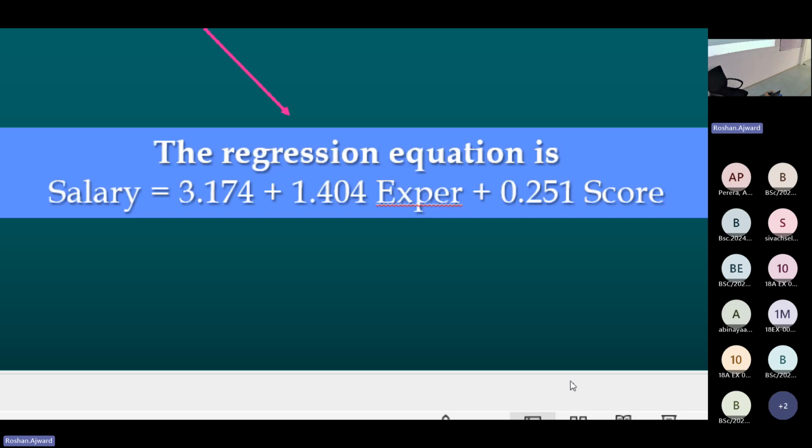So what was the interpretation? 83% of the variation of the dependent variable, which is the salary, is explained by the two selected independent variables. We have experience and marks, which is a proxy for knowledge. We took a proxy variable there. Then number two.